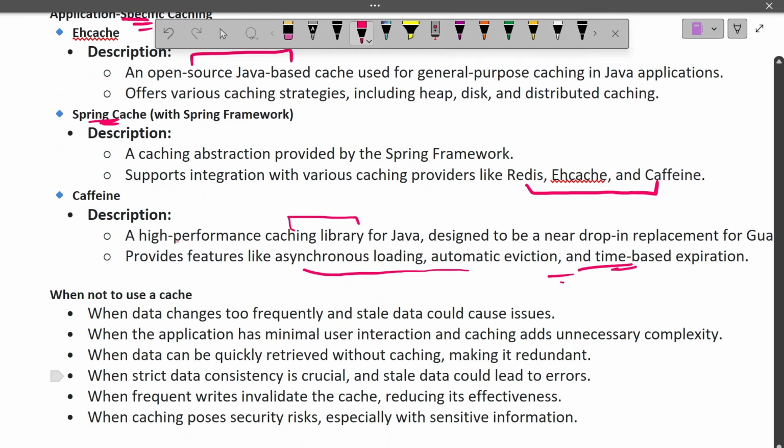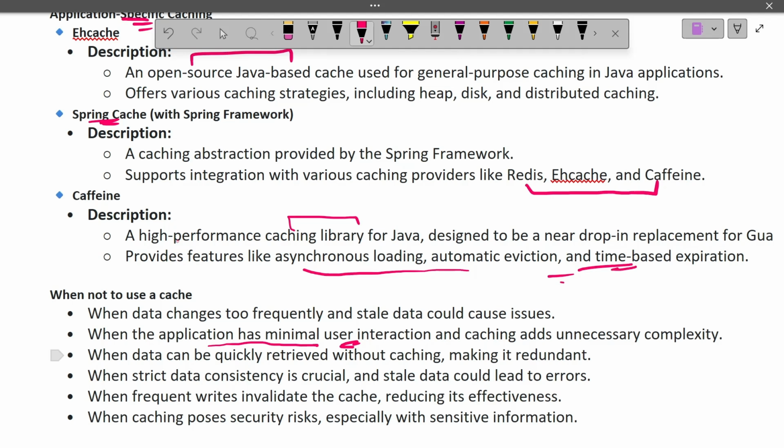Finally, we'll wrap up by talking about when we shouldn't be using caches. These are the points to keep in mind. If the change in the data is too much, always changing, then there's no point, because again and again you'll have to refresh your cache. Then if the application has minimal user interaction: the main point of caching is to improve user experience and performance, and we add this layer to reduce latency so that the database is not getting overwhelmed.